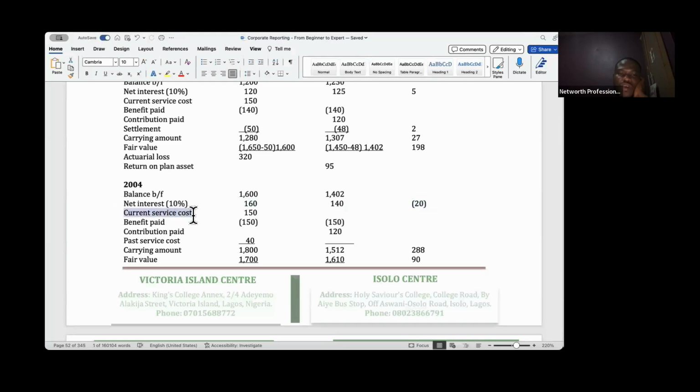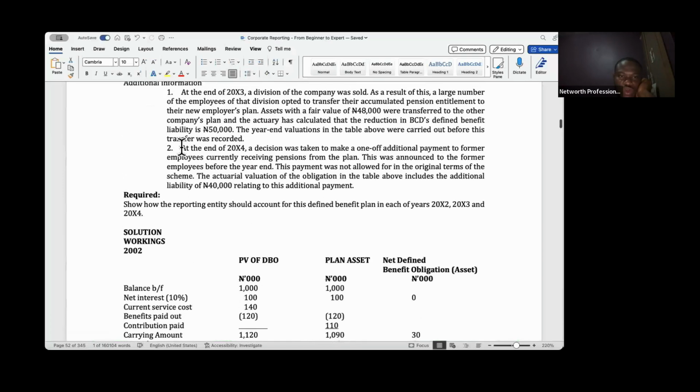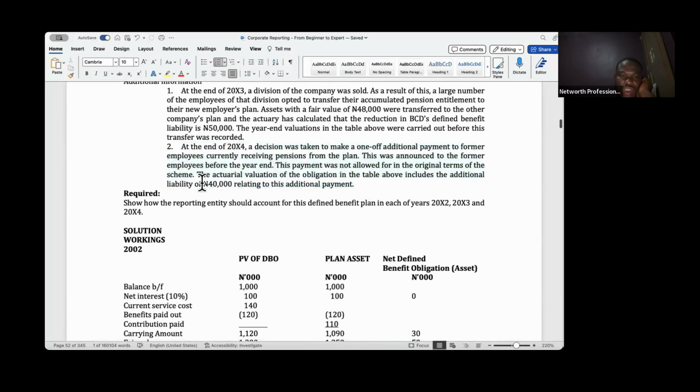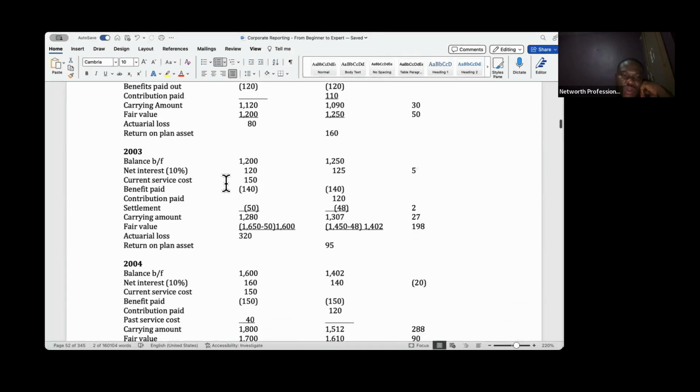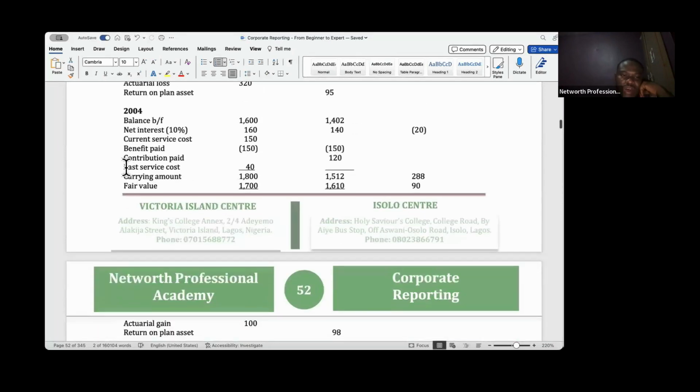Then the question gave me a current service cost of 150, which will always be added to the obligation. And it gave me a benefit paid of 150, which will be removed from the obligation as well as the plan asset. They also gave me a contribution paid of 120, which I'm going to add to my plan asset. And don't forget the analysis we did for note 2, where we described this 40,000 as an amendment or a past service cost, which is an increase in our obligation. So you can either call it an amendment here, or a past service cost. I called it a past service cost and I added it to my obligation.